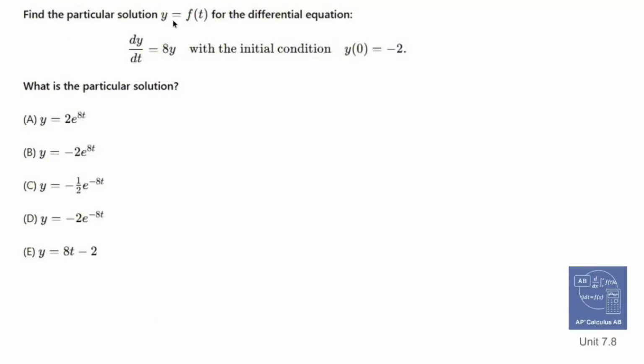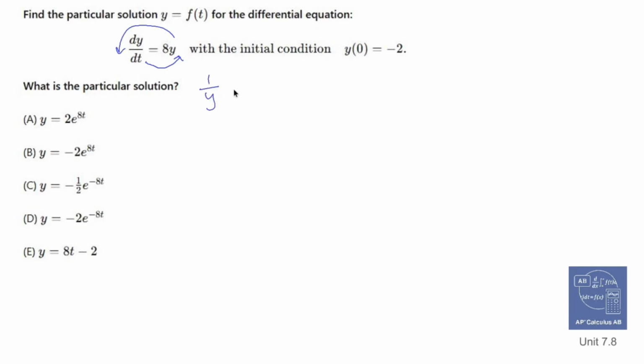Find the particular solution y equals f of t for the differential equation dy/dt equals 8y with the initial condition y of 0 equals -2. This is one of those where we split things into two parts and integrate both sides. So the way I'll handle this is I will simultaneously multiply dt to both sides and divide y from both sides.